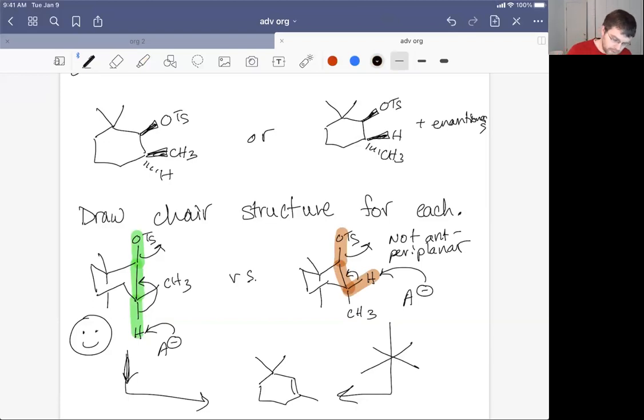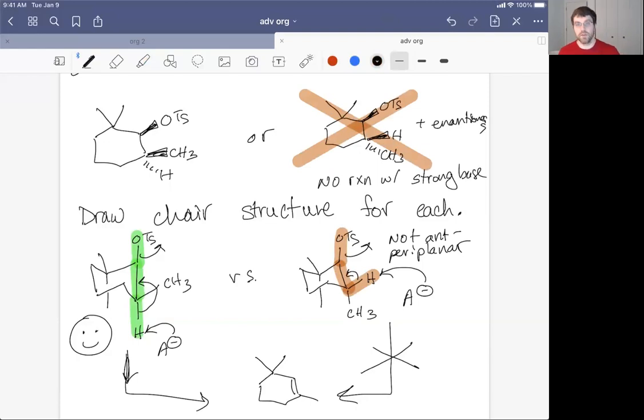So as a result, we would have to say that the diastereomer shown on the right where the H is up would not actually give rise to product. You would see no reaction with the strong base because you don't have a hydrogen adjacent to the leaving group that's capable of eliminating to form the carbon-carbon double bond. Okay, so that is an example of an elimination reaction.